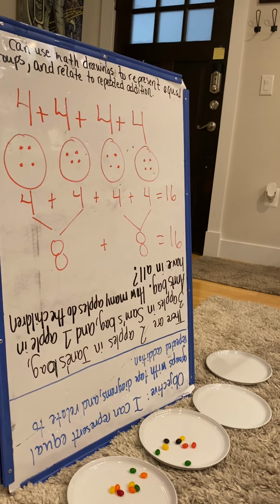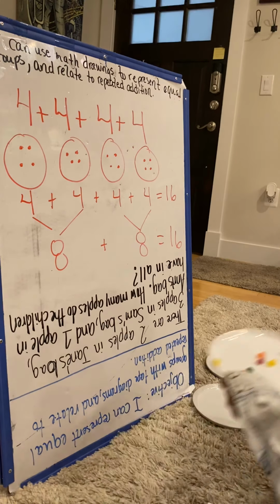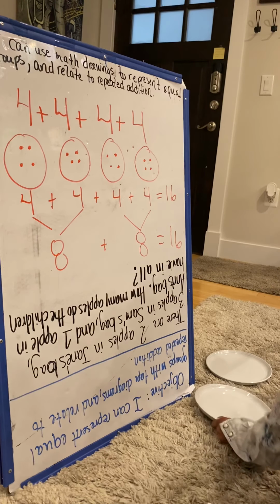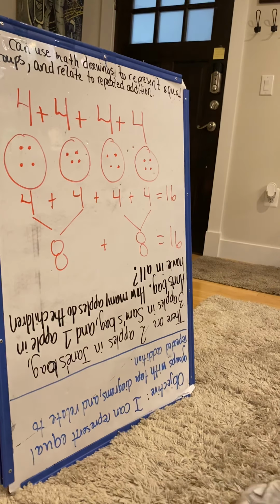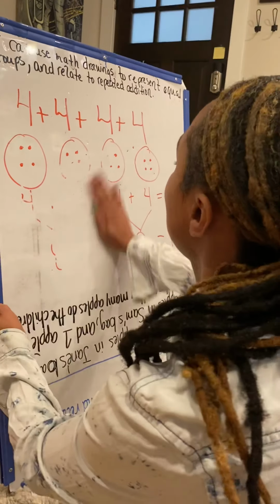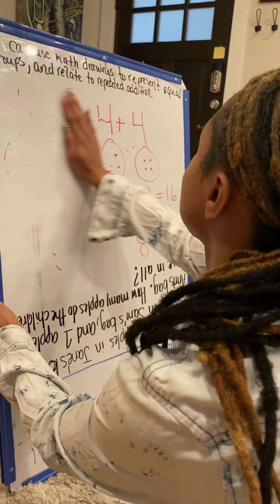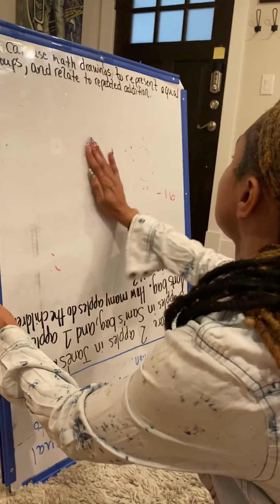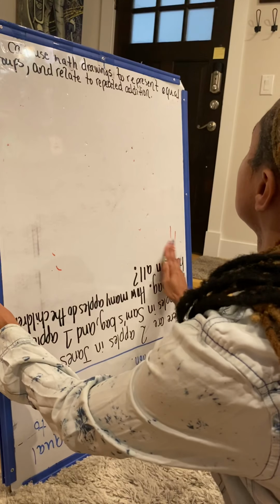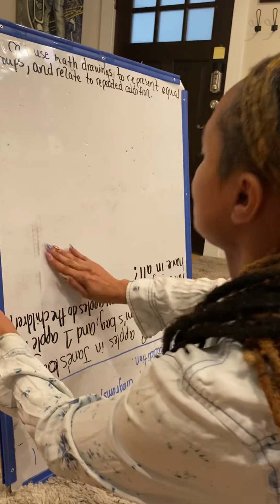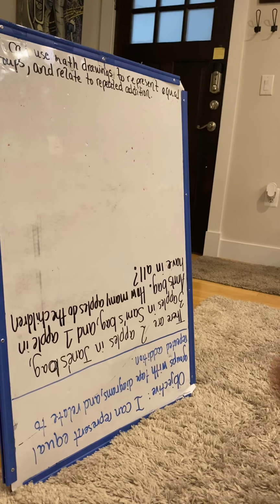This time we're going to draw it. I'm going to draw it on my board instead of using my jelly beans. I'm going to move my beans out of the way, and I'm going to draw it on the board. All right. So this time I'm going to draw a group of 5 circles.